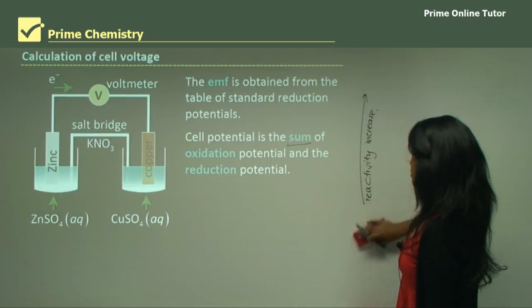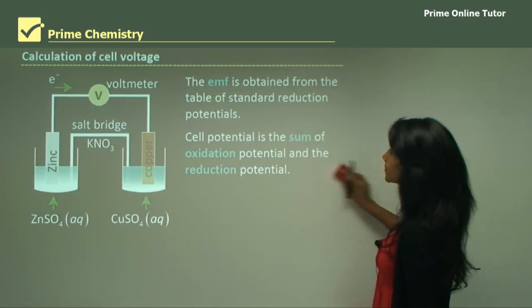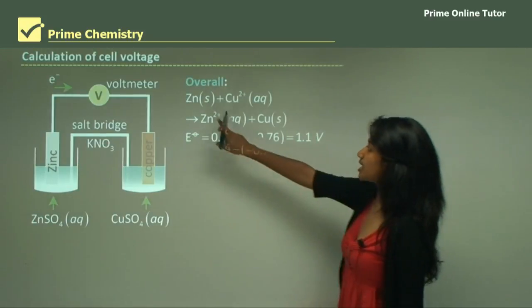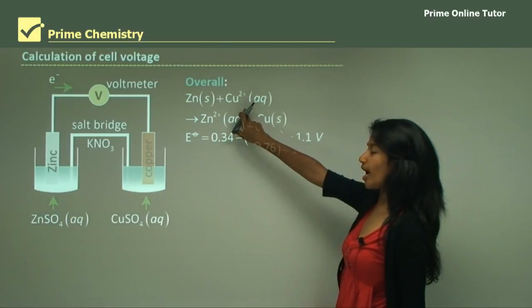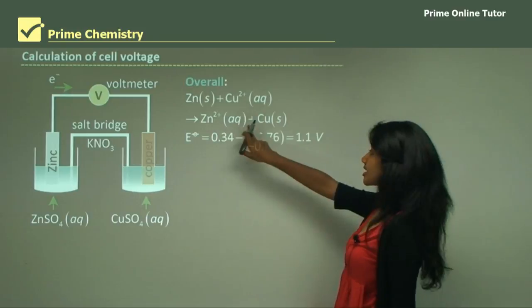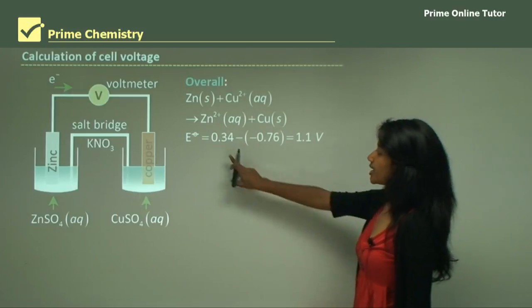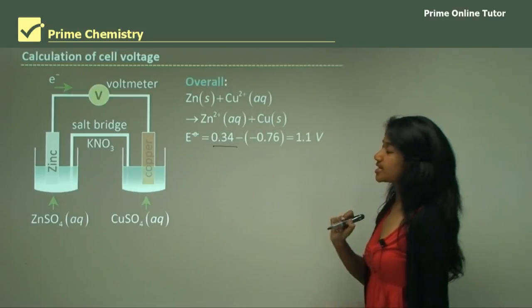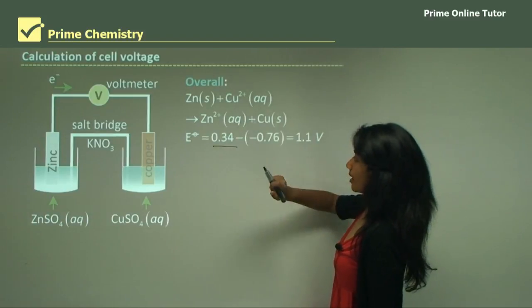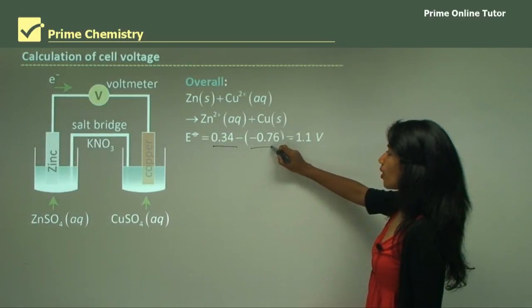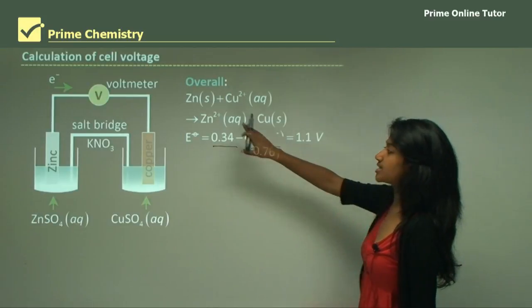So if we take a look at how they work it out, we have zinc. This is the overall reaction, zinc plus the copper ions producing zinc ions and copper metal. Here we have 0.34, which is for the copper, and then we have 0.76, which is for the zinc.